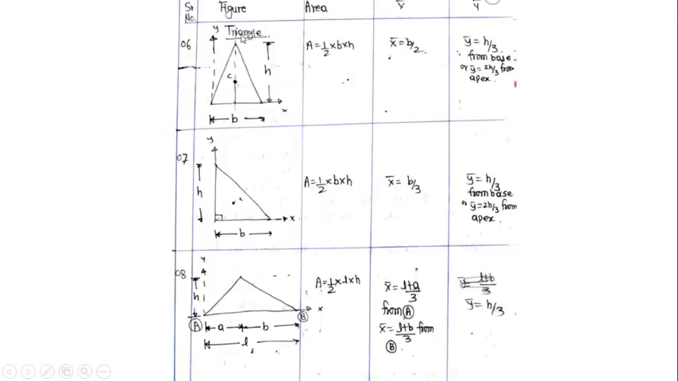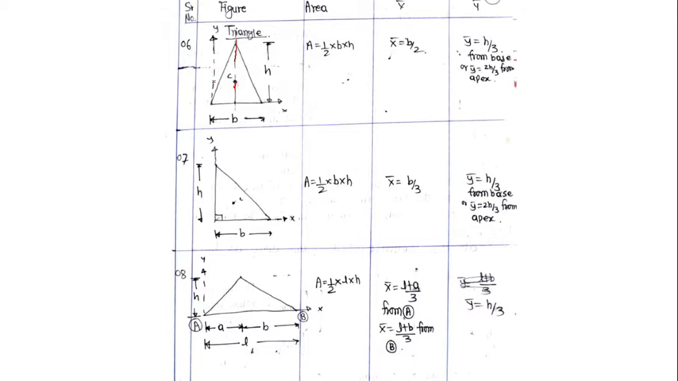The next figure is a triangle. Again the triangle is placed in the first quadrant. Triangle dimensions are base width b, height h. This triangle is symmetrical about the vertical line, so draw the line of symmetry for the triangle. This is the vertical line of symmetry, and the centroid lies on the line of symmetry. So, this is the position of centroid.